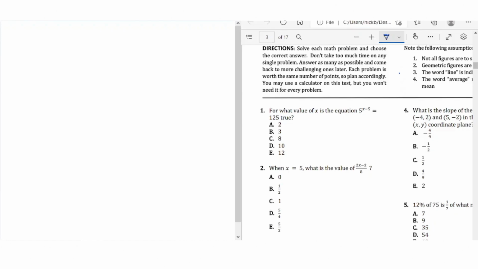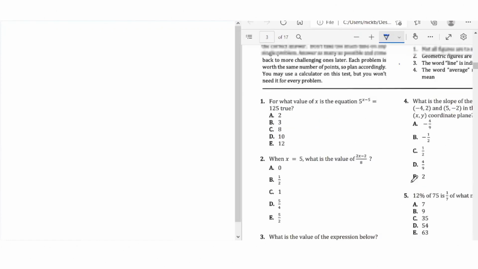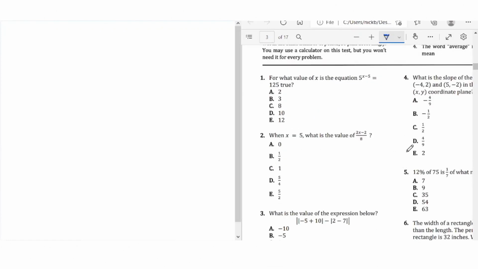All right, so let's start off by looking at number 1. We have an equation right here. 5 to the x minus 5 equals 125. So let's write that out. Okay, now this looks like a pretty nasty equation until you realize that we can apply a pretty nifty property of exponents to make this much simpler.